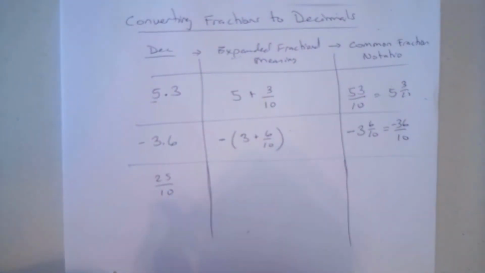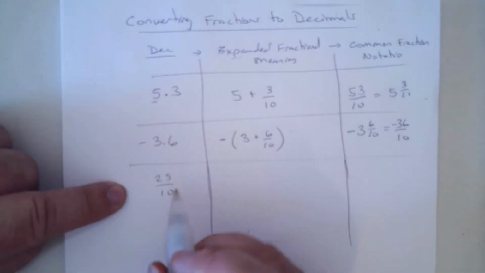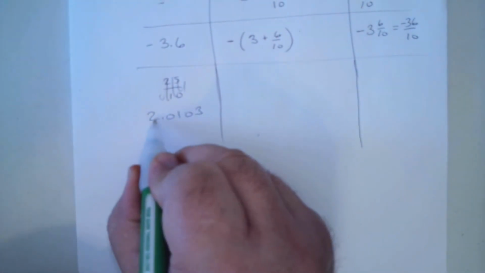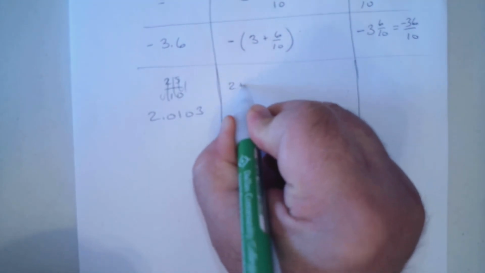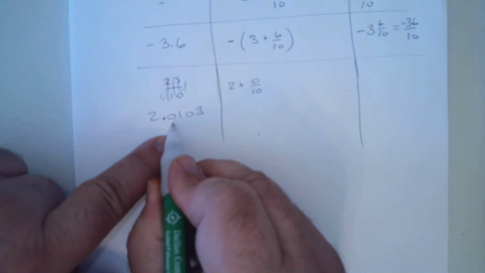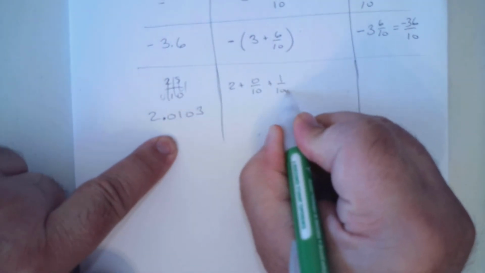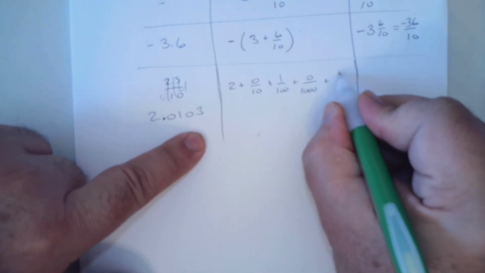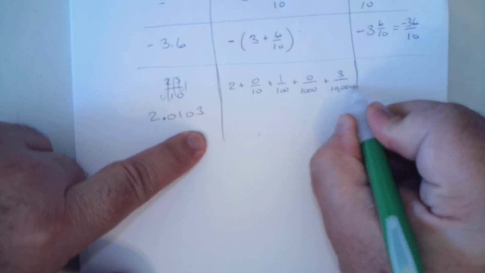So, 25/10. This is how do we do that? And we'll come back to this. We're doing decimals first. So as we had 2.0103. All right. So we have the 2. There's 0 in the tenths. There's a decimal. There's a tenth. There's 1 in the hundredths. There's 0 in the thousandths. And there's 3 in the 10,000ths.